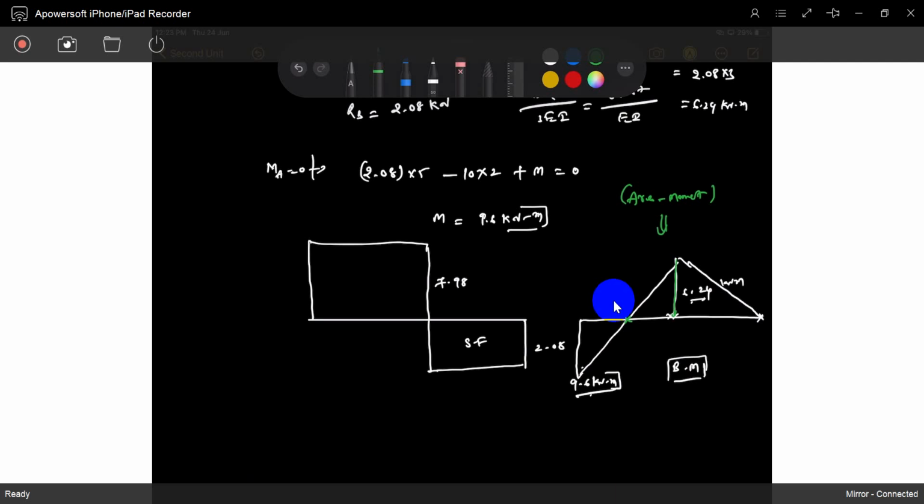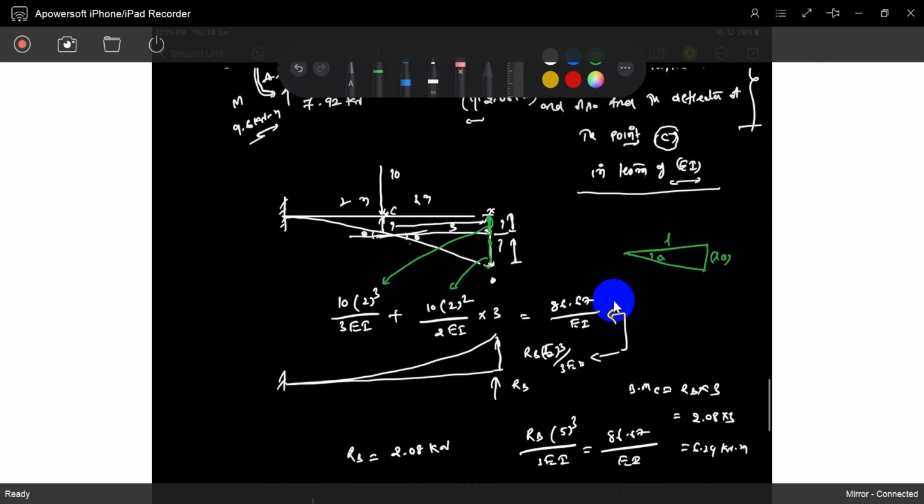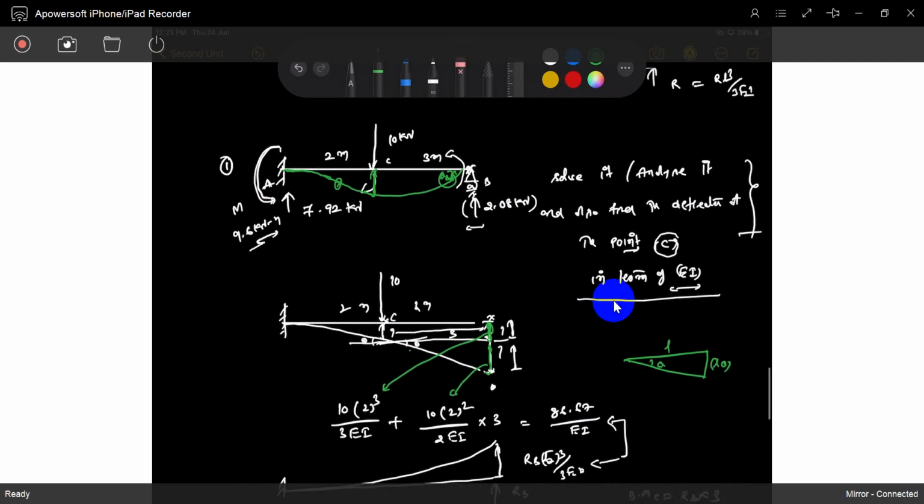So what is he asking? He asked to find out the deflection at C point. This is the C point, no? So deflection at this point, where is it? Okay, I will choose. Yesterday I already discussed how. To find out the deflection, you have to choose another point. I choose A, because why? It has zero slope.